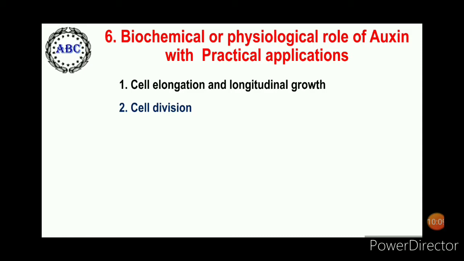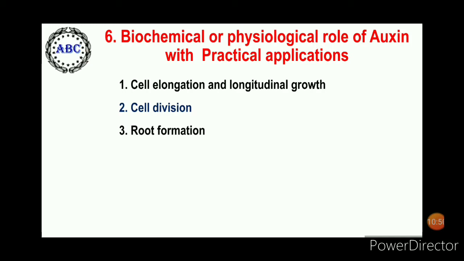Callus formation is important and can be achieved by IAA application. In tissue culture, cell division and callus formation is seen because of auxin in the culture medium. Third biochemical role is root formation. The higher concentration of auxin inhibits root elongation but increases the number of lateral roots. This property of auxin is utilized for vegetative propagation of plants by cuttings.